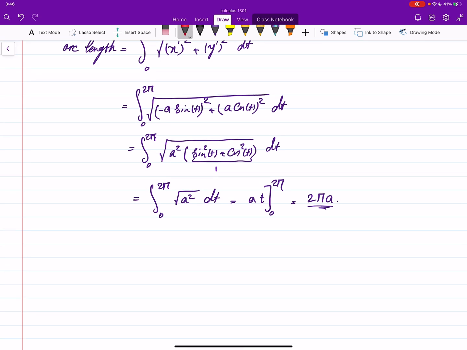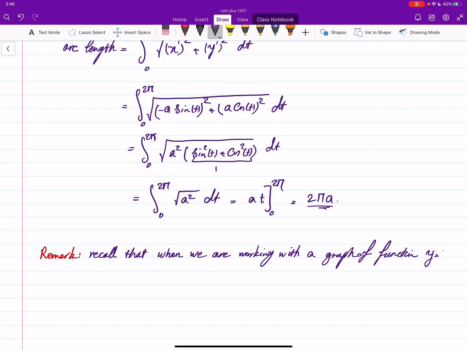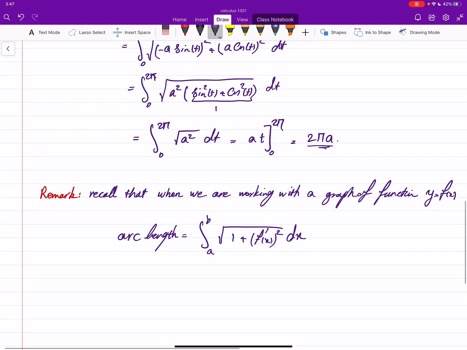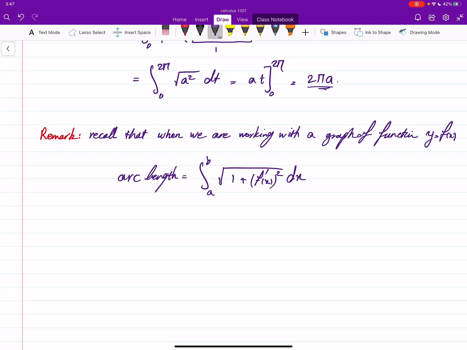Let me finish this video with one remark. Recall that when we are working with the graph of a function, so we have y equal to f of x, the arc length, which we did a long time ago, was the integral from a to b of the square root of 1 plus f prime at x squared dx. You may wonder, what is the relation between these two formulas? Now we have a formula for the parametric one, and we have a formula for the graph of a function.